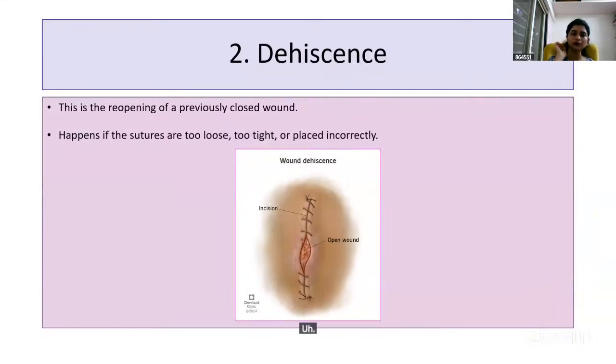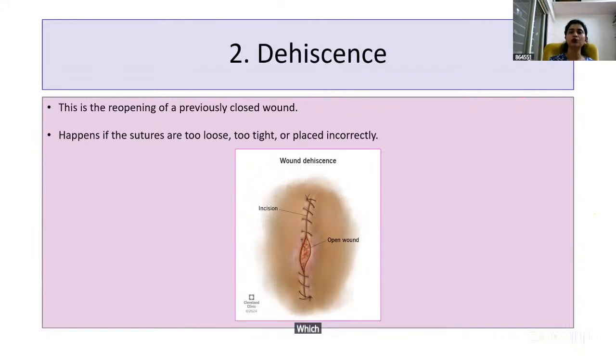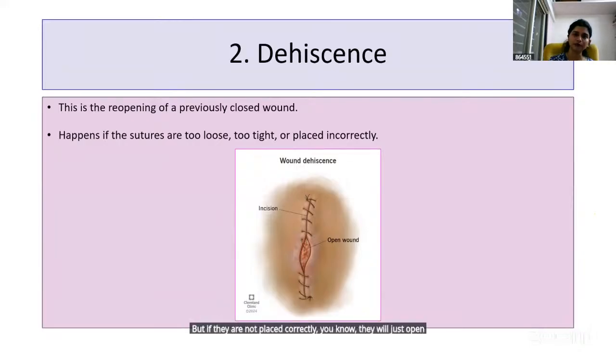Dehiscence is another problem that is very commonly associated with suturing if it is not performed nicely. So, reopening of the previously closed wound. That can happen if the sutures are very loose, or it can happen if they are extremely tight, which has caused the tissues to blanch and to undergo necrosis over a period of time. Or if they are not placed correctly, they will just open up.